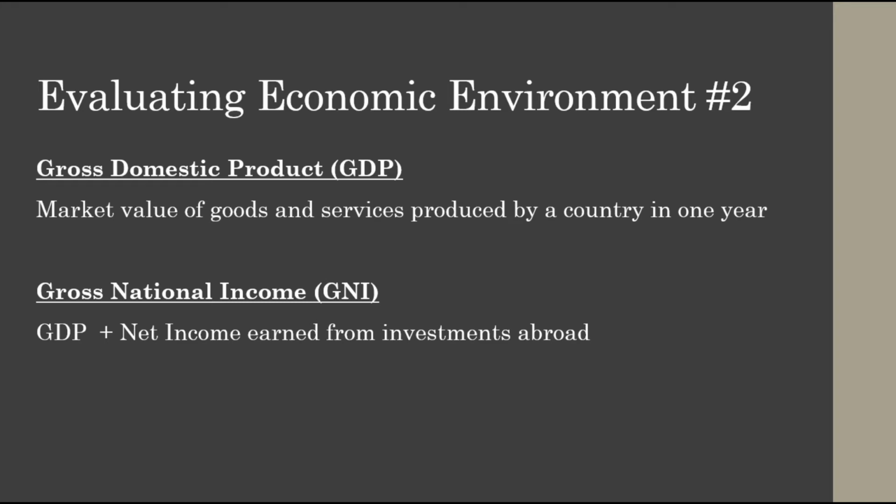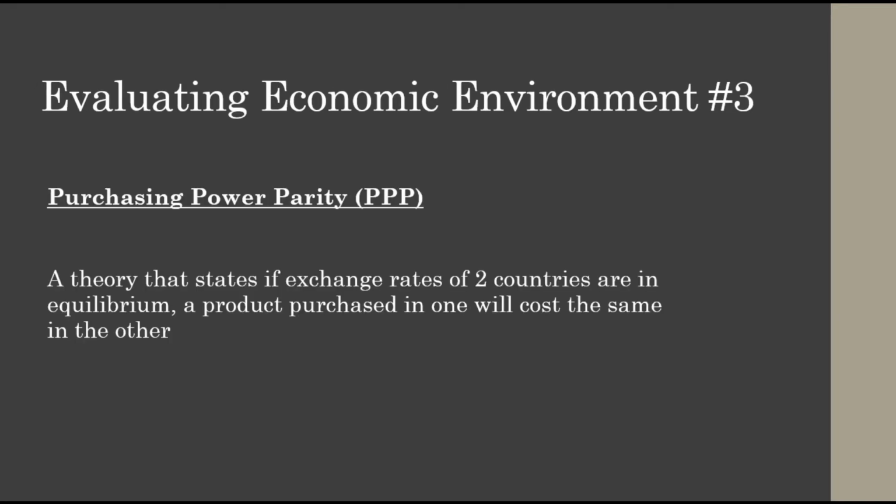The last term to know for evaluating economies is the acronym PPP, or Purchasing Power Parity. It is a theory used by economists that states if exchange rates of two countries are in equilibrium, then a product purchased in one will cost the same in another. That does not mean that $100 would be 100 yen in Japan. Exchange rates would apply. What is the value of $100 in yen?